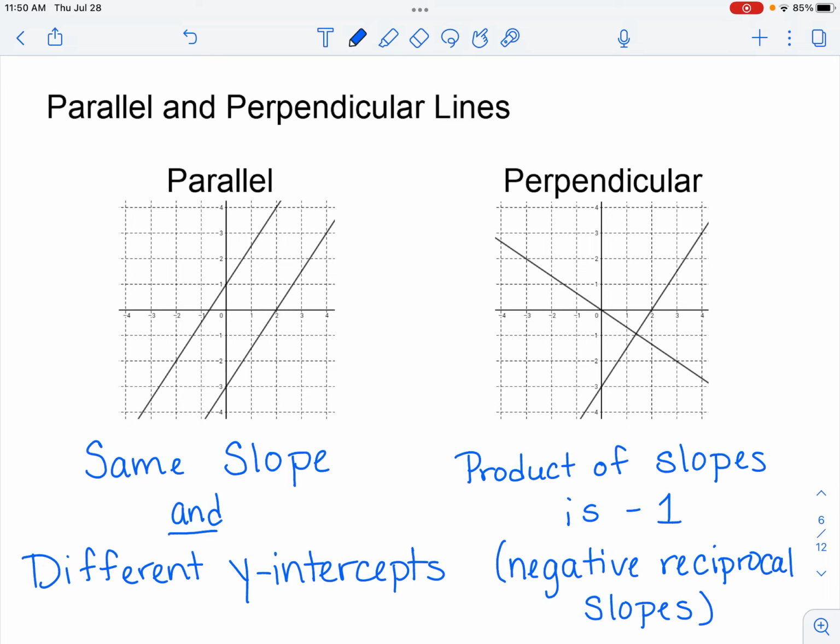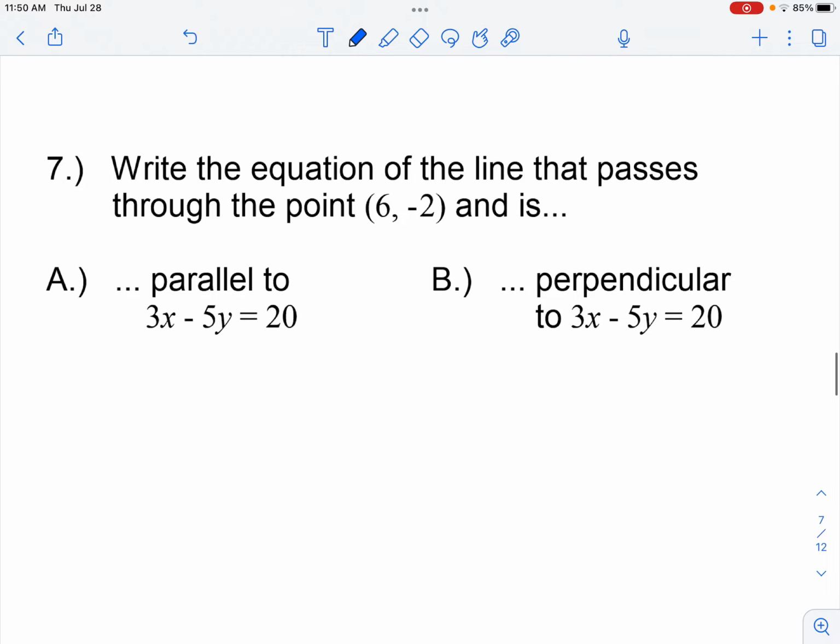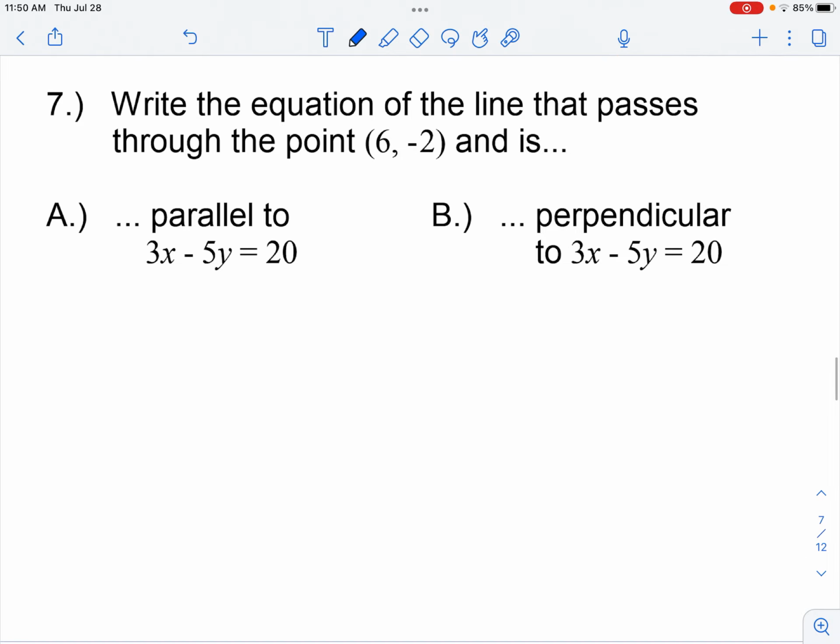Okay, so how do we use this to write equations? All right, so this is a very common type of problem that you're going to see. Write the equation of the line that passes through the point (6, -2) and is parallel to this equation and perpendicular to this equation. Well, if I want to do parallel perpendicular, I need to know slopes. So let's start with the parallel problem. I need to know the slope of this equation. The only way to get the slope is to get the y by itself.